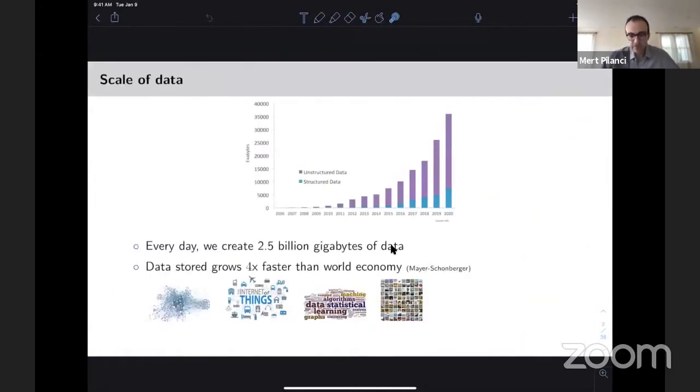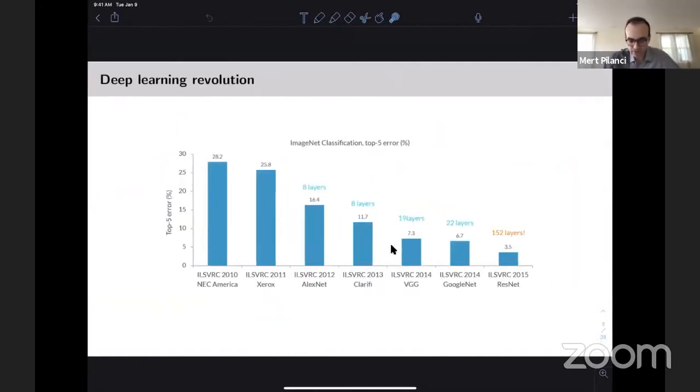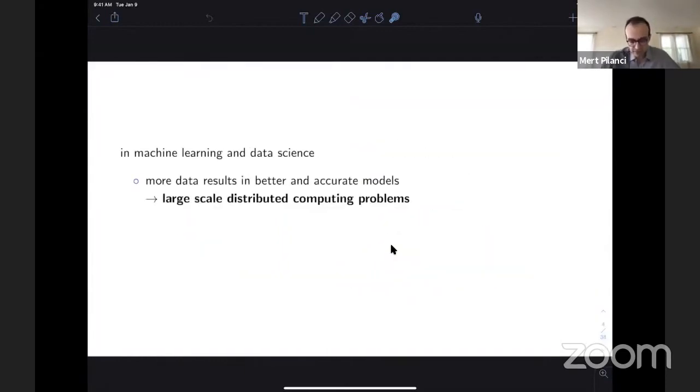So as you're all aware, we have this big data problem. Every day we create so many billion gigabytes of data, and the data grows faster than the world economy. And we have seen the impact of having very large data sets. We witnessed the deep learning revolution. Essentially, these are black box, very complex models. We don't exactly know how they work, and yet they work better than simple prediction models. In machine learning and data science, it's very clear more data results in better, more accurate models and better predictions.